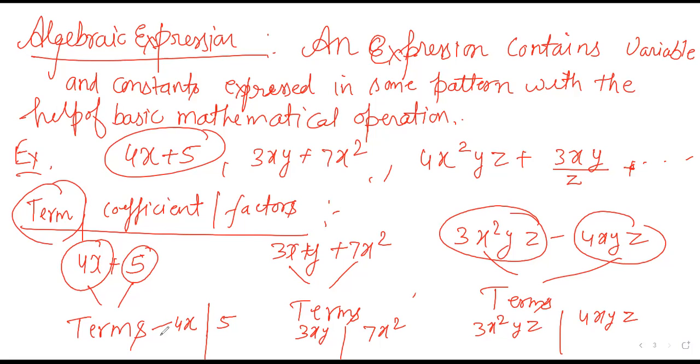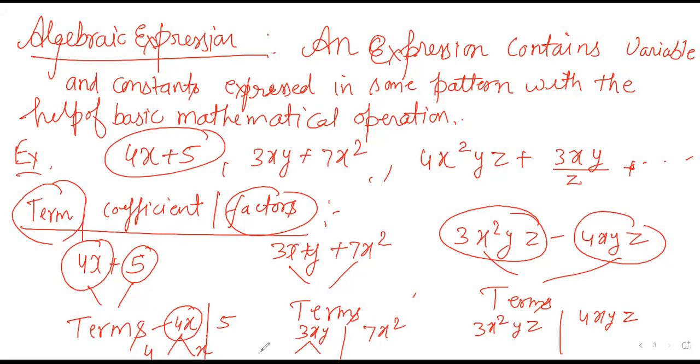Okay. Now, terms is okay, I think. Now, factors, coefficient we will discuss later. So, the factors are of terms. Terms के factors होंगे, so 4x will be a term. The factors of 4x will be 4 and x. 5 is a constant, so its only factor will be 5.